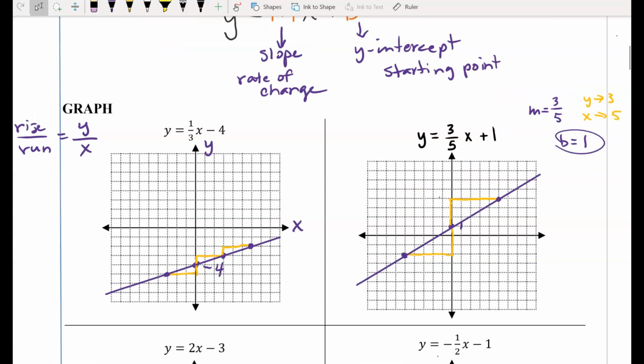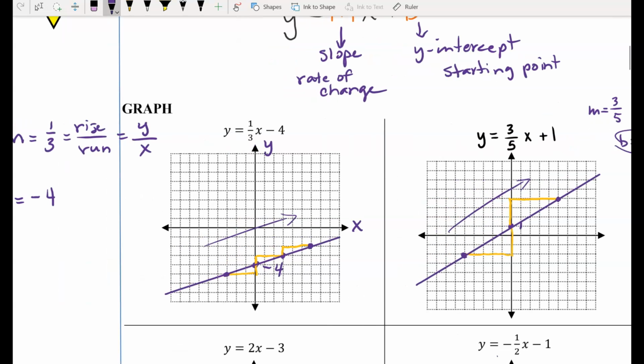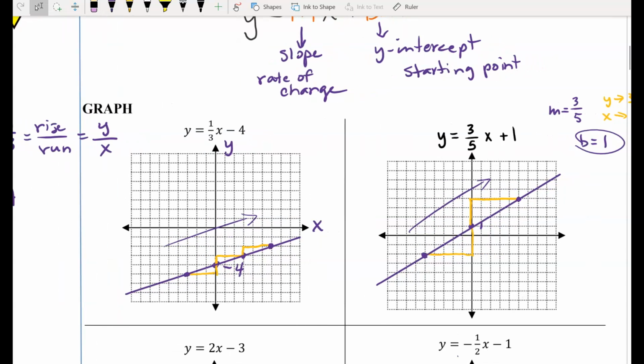If we look at both of these lines, they both are uphill lines. If I'm looking at them from left to right, they're going uphill this way, uphill this way. And the reason that's true is because our slopes were positive in both situations. In the first graph, we had a slope of positive 1/3. On the second graph, we had a slope of positive 3/5. And that's why we have a line that is uphill.